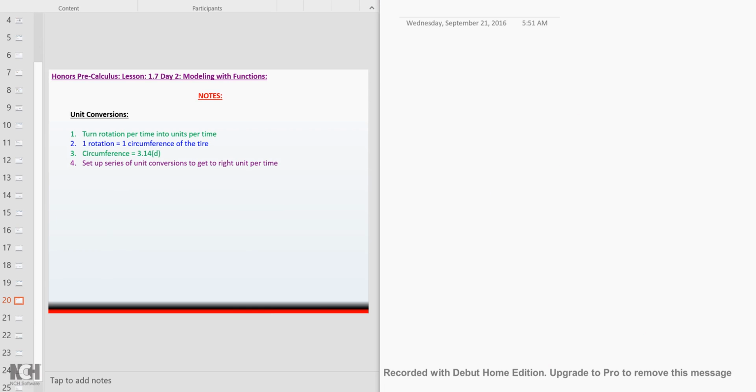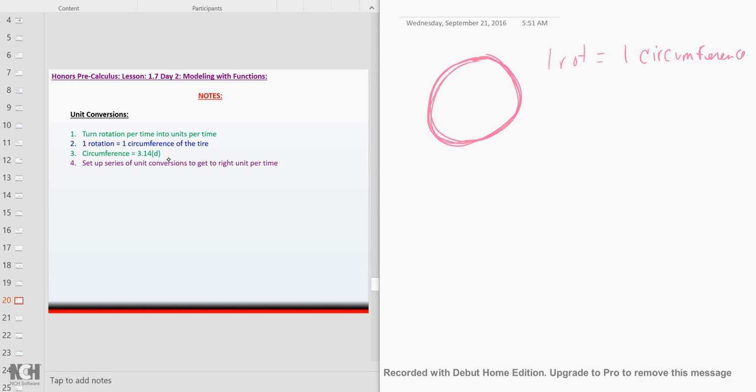Unit conversion. For unit conversion, we're going to be talking about rotations of tires. A tire is obviously round. A circumference would be the distance around the circle. So would you agree that one rotation would equal one circumference? That's what this is. And remember, to find the circumference of a circle, it's pi times diameter. Then we're going to set up a series of conversions to get to the end.